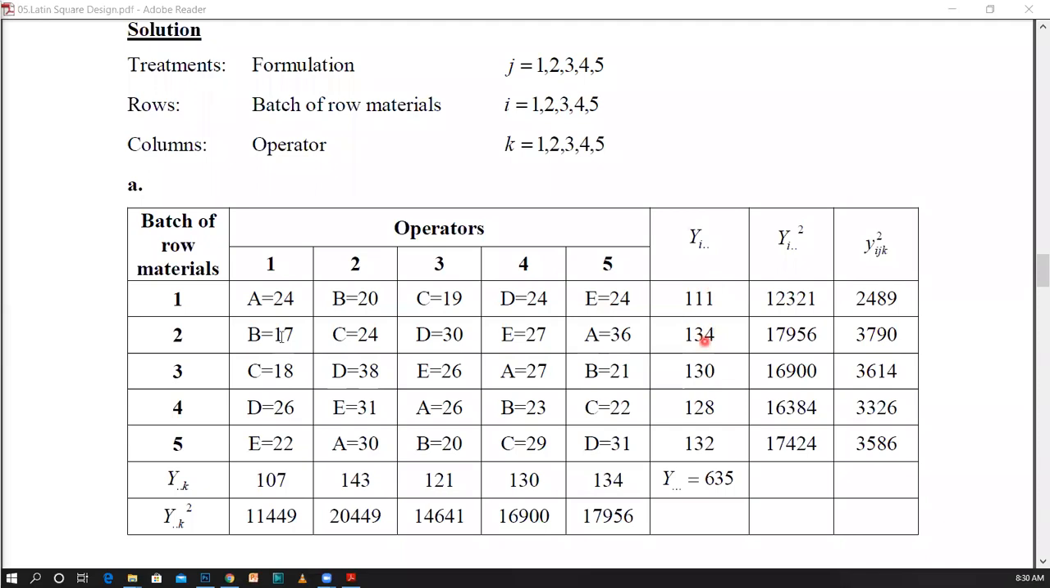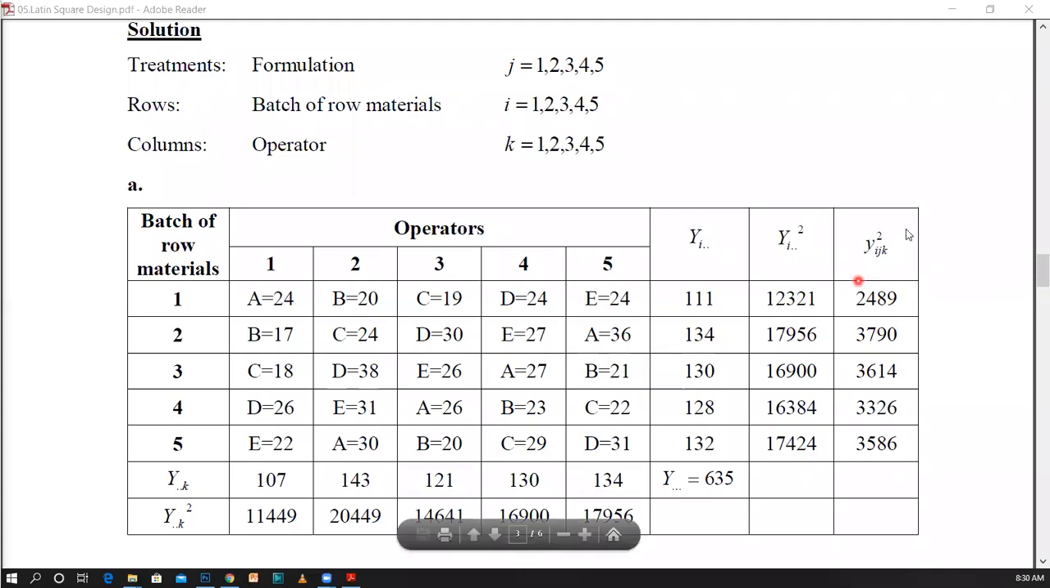This 134 is obtained by taking the sum of the values in the second row. Likewise, I have taken the summation for all 5 rows. Then in the next column, these are the values that I have taken from squaring these values. If you square 111, the value would be 12,321. The squared term of this 134 would be 17,956. Likewise, squaring these totals, I have obtained these yi double dot squared values. It is because these values are used for our calculation.